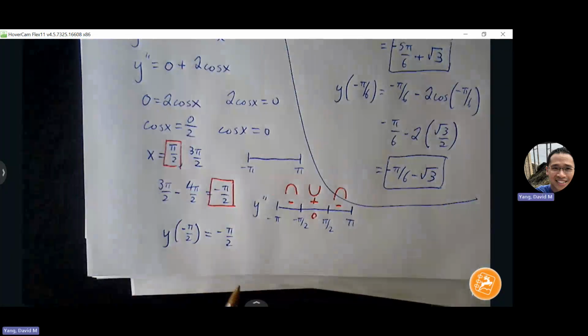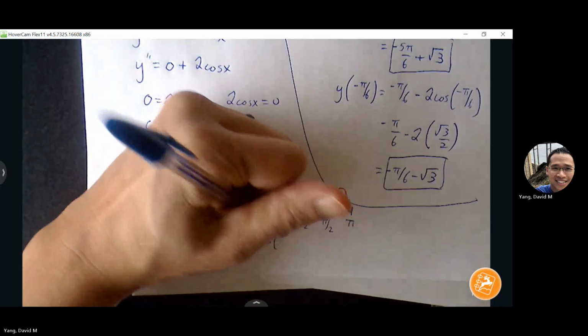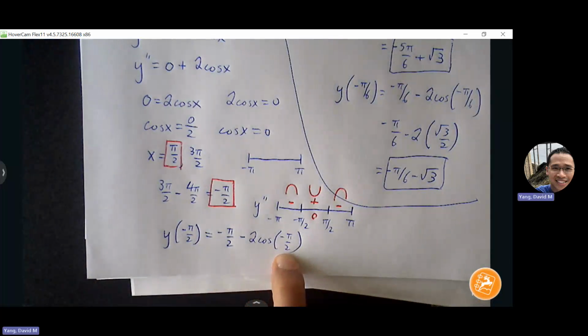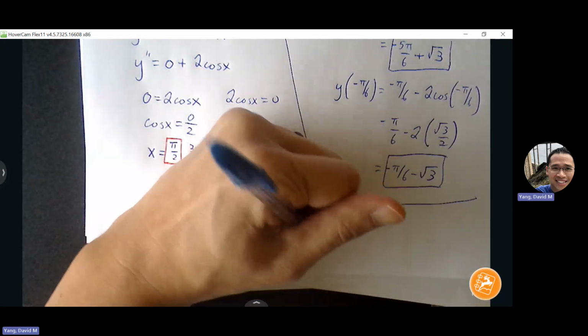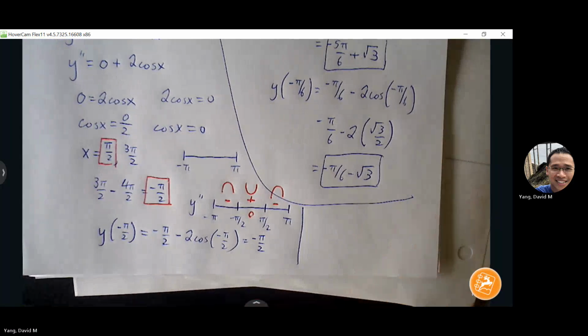So I'm just inserting it back into the original function here. So that's convenient. We know that this is essentially 3 pi over 2. You know, cosine of 3 pi over 2 is going to be 0, so that's going to zero out. I'm just going to be left with negative pi over 2 as the y value of one of my ordered pairs.